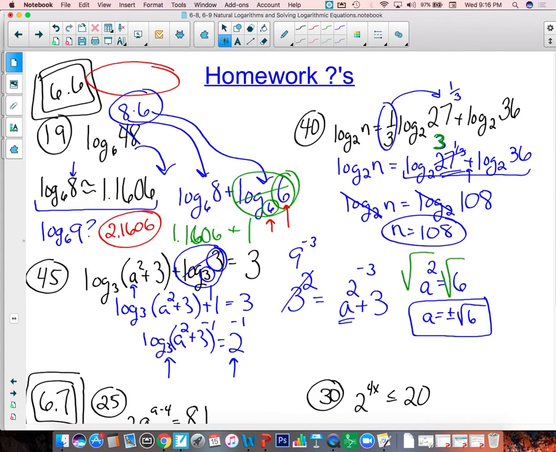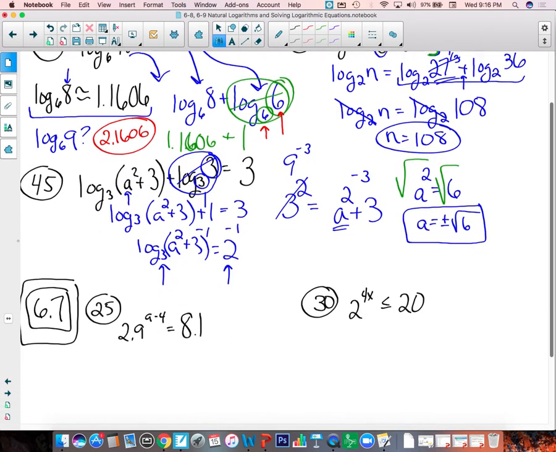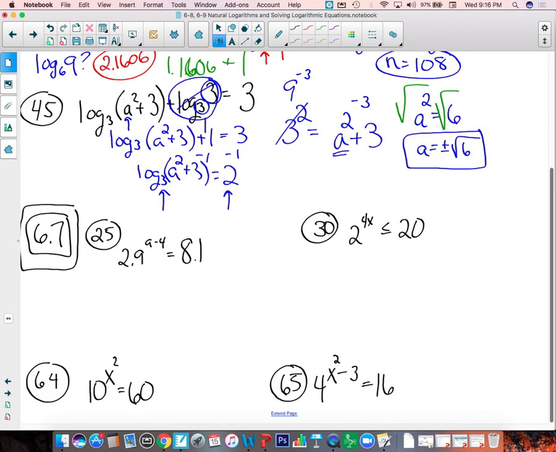So on 6.7, we're going to start with 25. In a second here, I'm going to double check that number 40, see if it is 108. 40 is 108, so that's correct. It kind of seemed like a larger number, so that's why I wanted to double check it. Alright, so down to 6.7 here. We got 4 of them from 6.7 we're looking at.